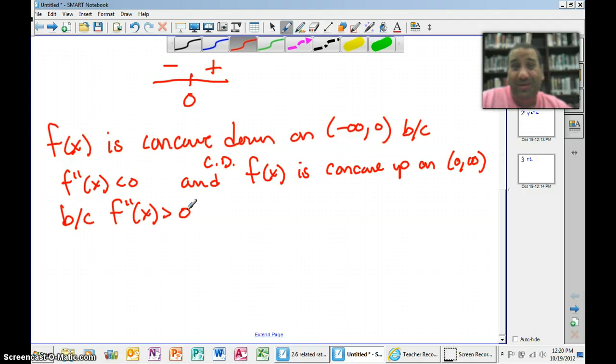If it equals 0, by the way, it's inconclusive. We don't know. So it's less than 0, greater than 0, and so on. We're good. And we have a point of inflection.